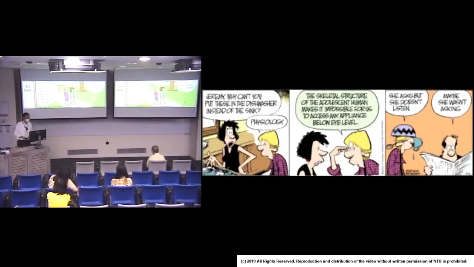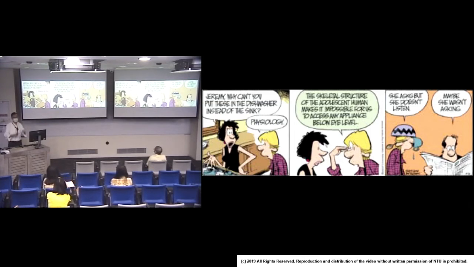Or this one, Jeremy again. Jeremy, why can't you put these in the dishwasher instead of the sink? And he says, physiology. The skeletal structure of the adolescent human makes it impossible for us to access any appliance below eye level. And then he comes back with the dishes thrown on his head, and he says, she asks, but she doesn't listen. And the father very wisely says, maybe she wasn't asking. Right? So again, conflict in the interpretation of the speech acts.